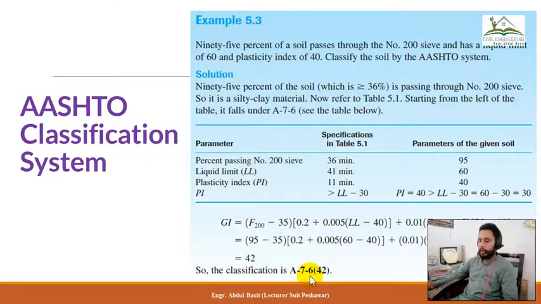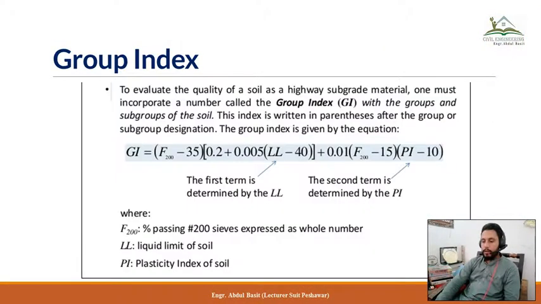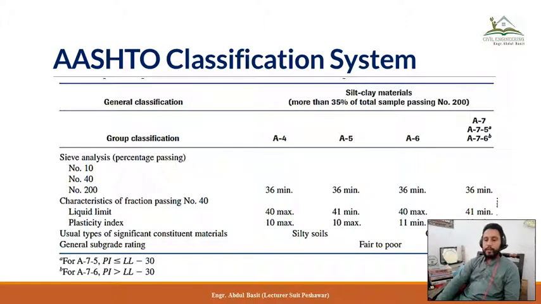You can see, by moving back to that group, here it is, that the plasticity index must be greater than liquid limit minus 30. So this is 40 and this is 60. 60 minus 30 is 30, and this is 40. So the equation is satisfied for A76. So this soil is now classified under group A76.